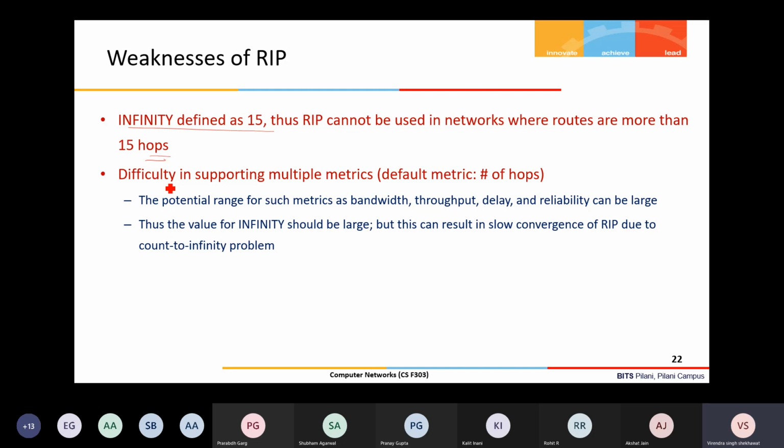Then there is difficulty in supporting multiple metrics. The typical metrics which can be used for finding a better path between a source-destination pair are bandwidth, throughput, delay, and reliability. These are the factors that decide the betterment of a path, and based on that, the best path can be selected. So a combination of multiple metrics cannot be used, right?